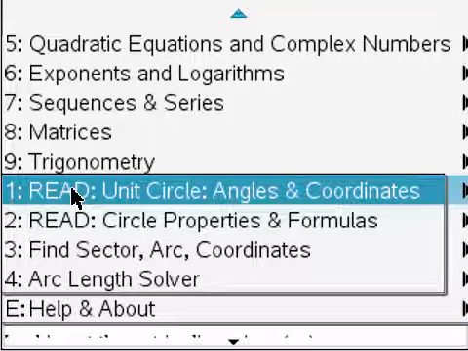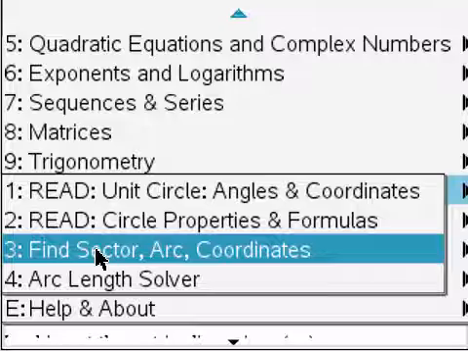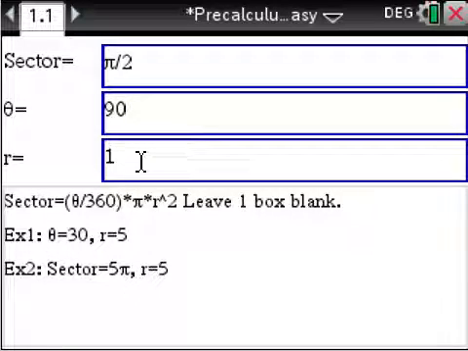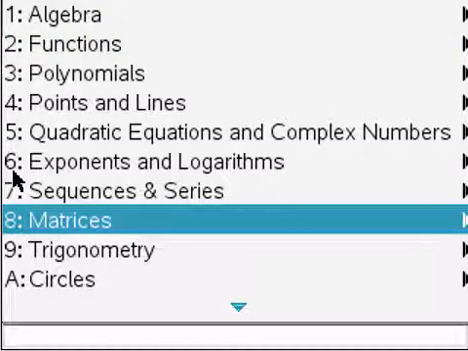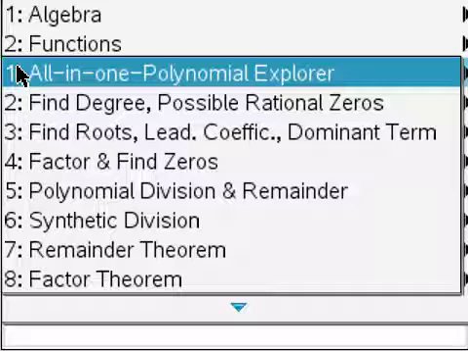Circles, unit circle, angles, and coordinates. You can refresh, find the sector, arc, and coordinates, why not? R is 1, done. This app will get you through everything.